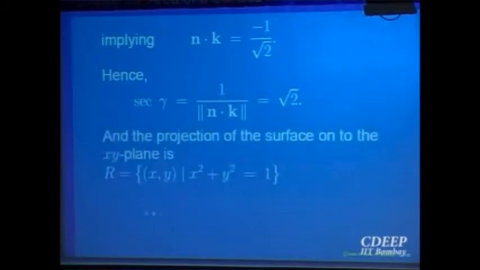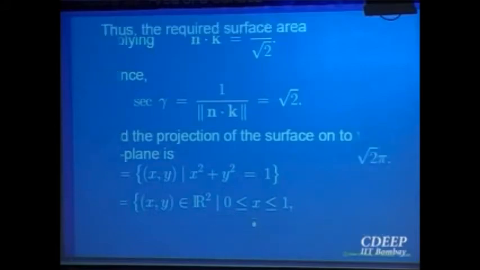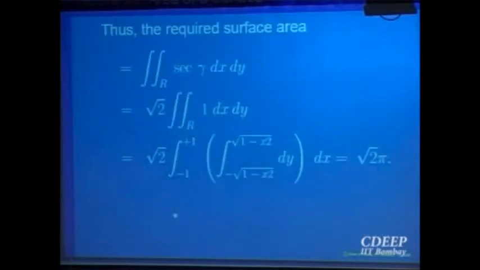So using that formula, the integration is over R, the projection of the surface onto the xy plane, which is a circle of radius 1. We can give a parameterization of that: x goes from minus 1 to 1, and y goes from the lower half of the circle to the upper half, so y goes from minus square root of 1 minus x squared to plus square root of 1 minus x squared. The main thing is that secant gamma actually turns out to be a constant here, which is square root of 2. So it comes out of the integral.